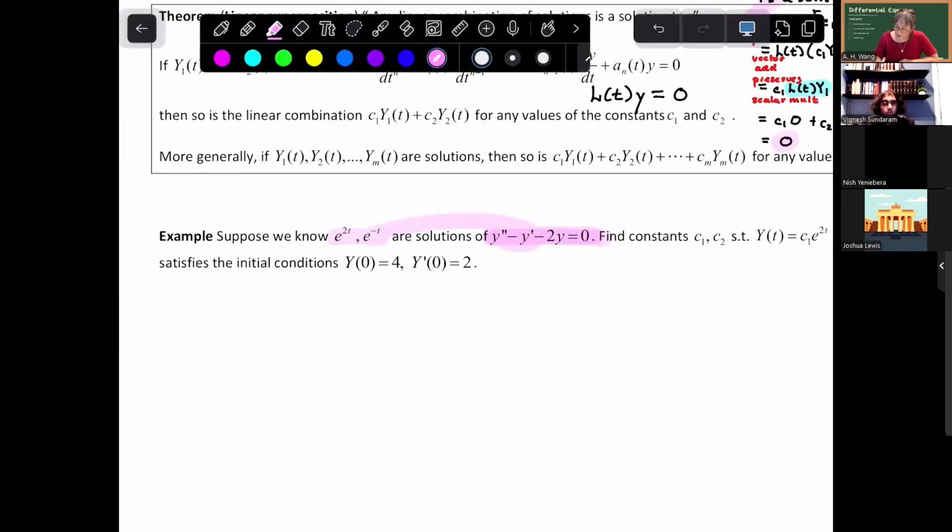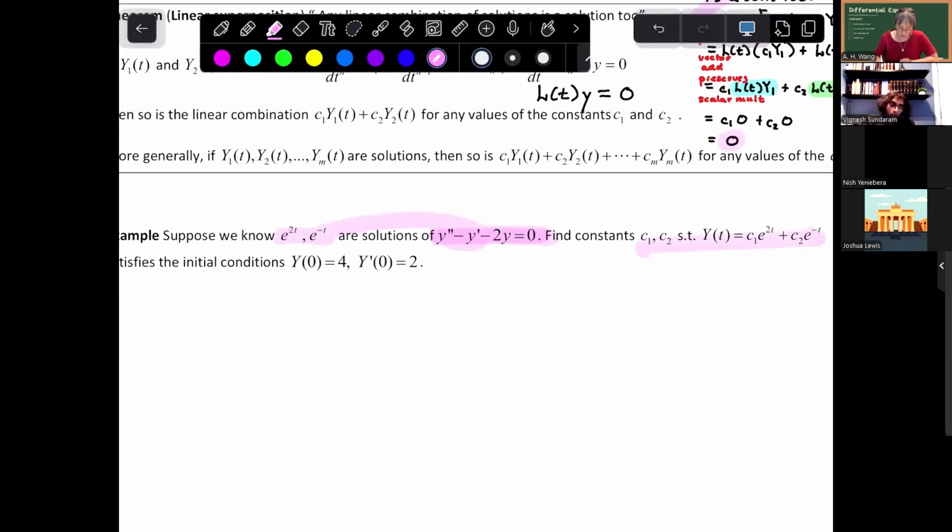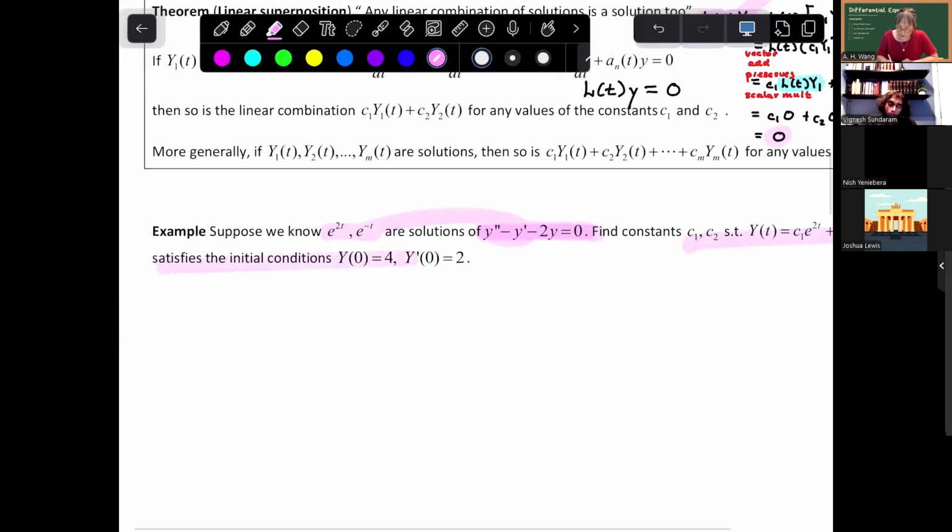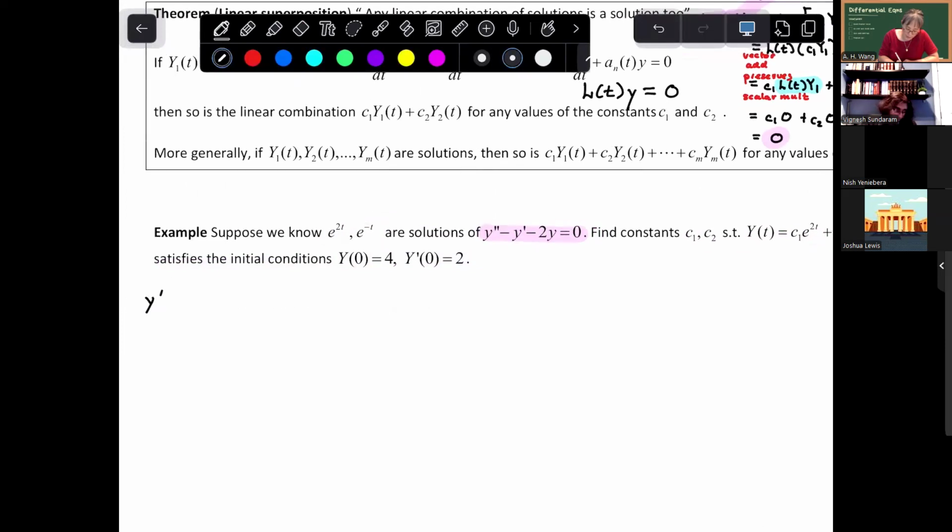Find constants so that this will satisfy the initial conditions right here. Okay, so we're going to do this thing called linear superposition. So let's first break this down into bits and pieces. Let's look at that differential equation. I'm going to recopy it right here. So it's y double prime minus y prime minus 2y equals 0.